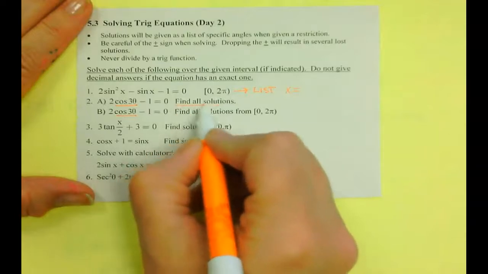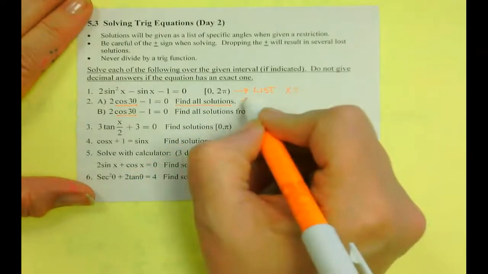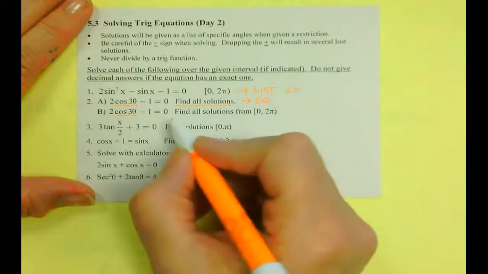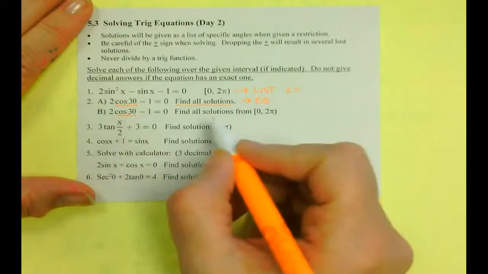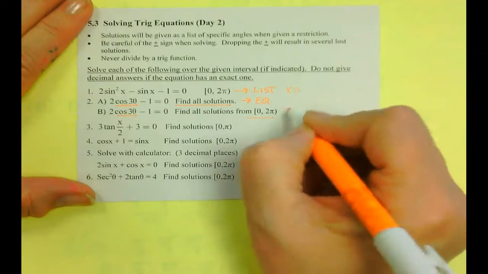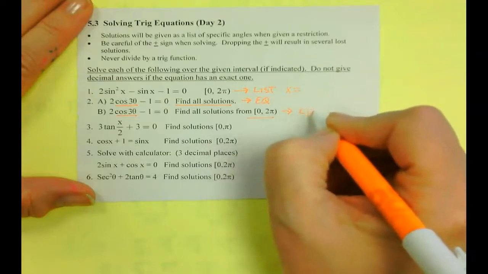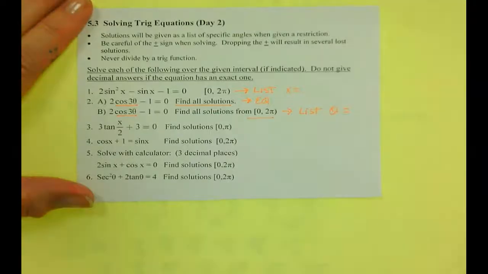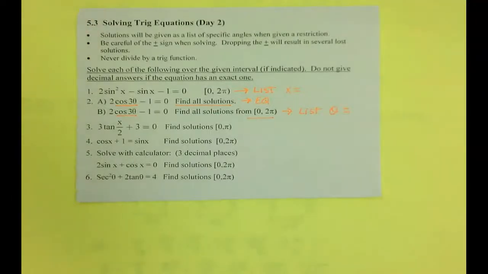We're going to find all possible solutions, which means this is going to be answering in the form of an equation. And then part B, we're going to do the same problem, but this time we're going to find all solutions from 0 to 2 pi. So B will be a list. And theta is the unknown, so I would say theta equals, and I would list out all the possibilities. So that's what we're going to do on problem 2.